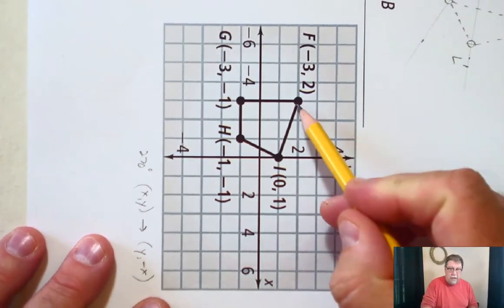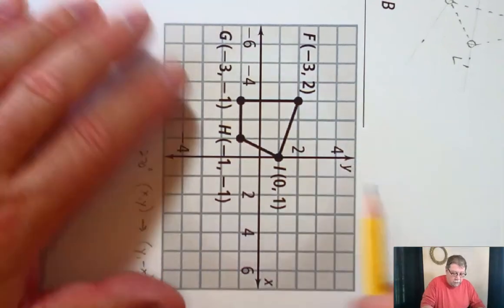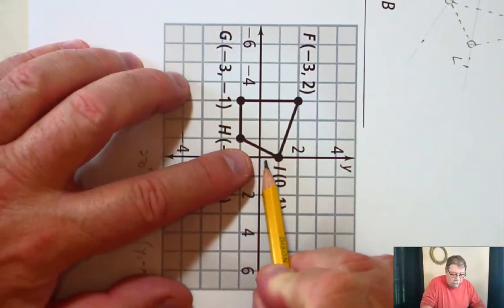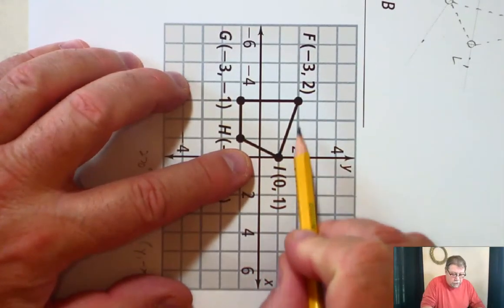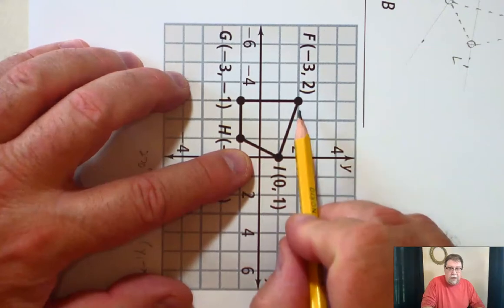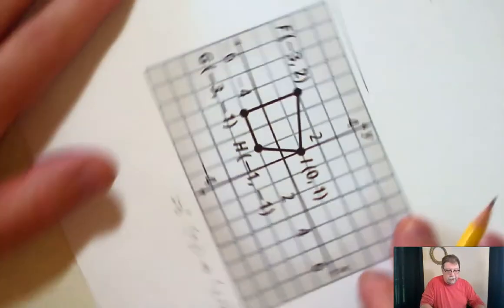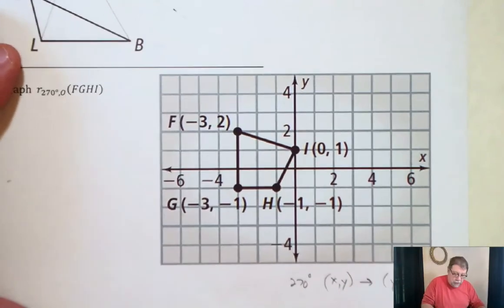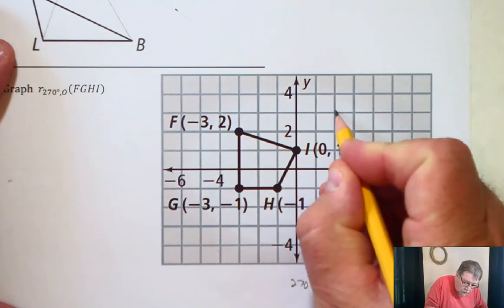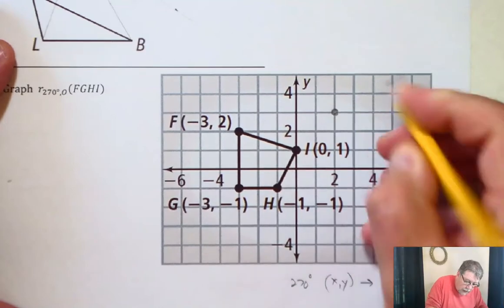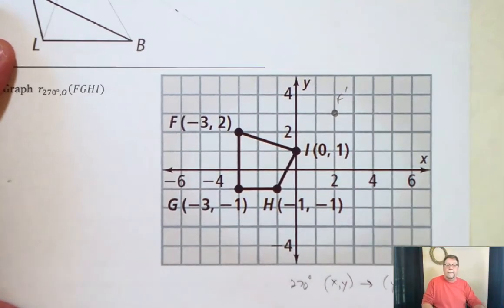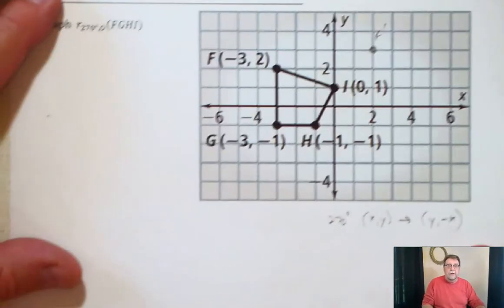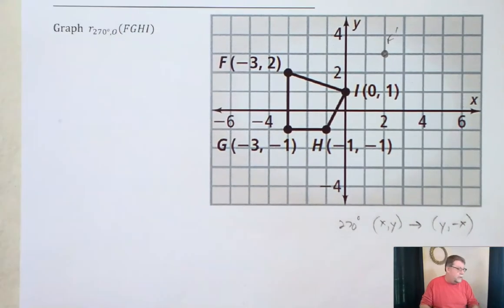So F is now here. So think about this as being a normal graph. So if this is 0, 0, I go over 1, 2 to the right and up 1, 2, 3. So 2, 3 would be my image. So 2, 3 would be 1, 2, 3, be right there. That would be F prime. Okay?